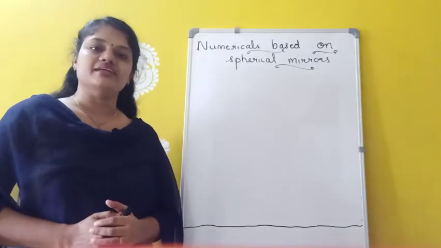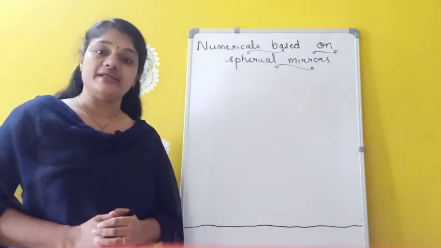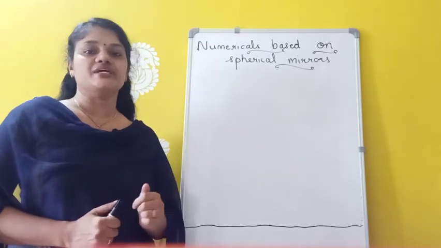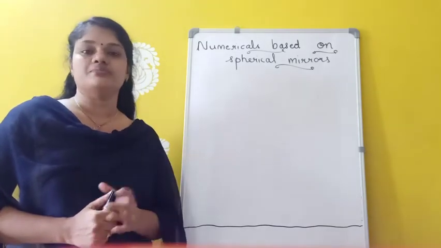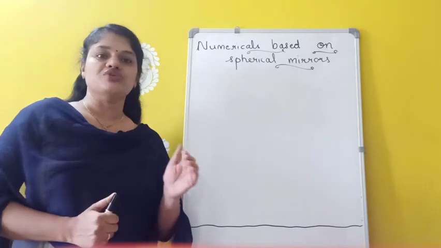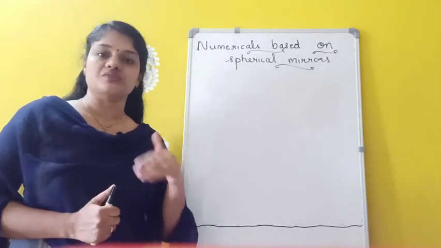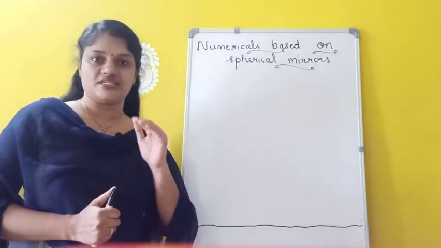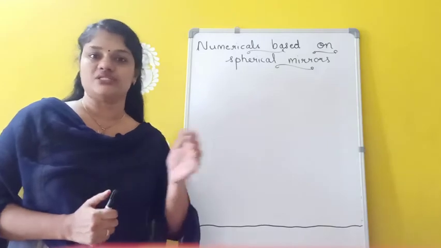Welcome children. In the last video we studied the ray diagrams of spherical mirrors, and today we can deal with some of the problems based on spherical mirrors. So before going to these problems, we have to revise once again the sign conventions. Just to revise the sign convention and we can go for the problems.